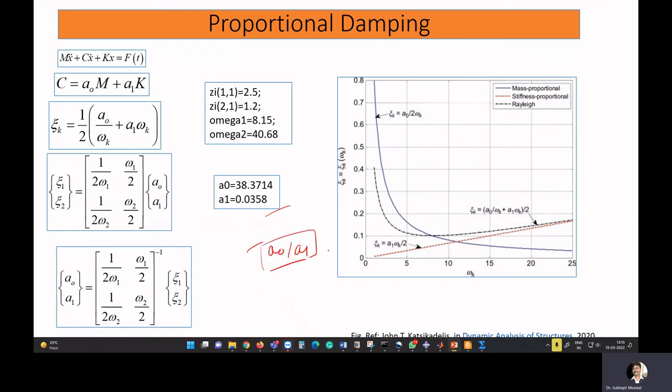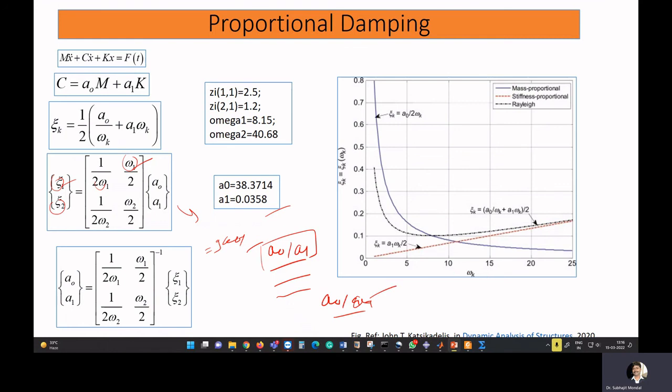Now, if you do real testing, you will be able to find the frequencies as well as the corresponding modal damping values. You can directly put the values here and calculate the coefficients. Here, the A0 and A1 coefficients must be positive values. In some cases, different combinations of omega and xi can give you negative coefficients. A0 and A1 may be negative, and you have to ignore that part.